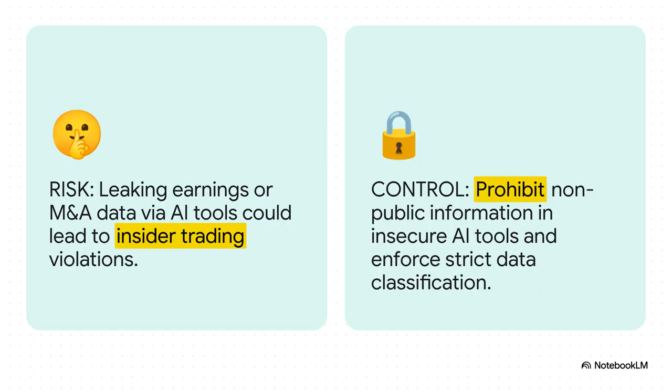I mean, think about leaking things like quarterly earnings before they're public, or details about a merger. If that kind of material, non-public information gets into an AI tool that learns from it, you could be looking at a nightmare scenario of insider trading violations. That's why the control here is so critical. You need strict data classification and an ironclad rule. No sensitive, non-public info goes into insecure tools, period.